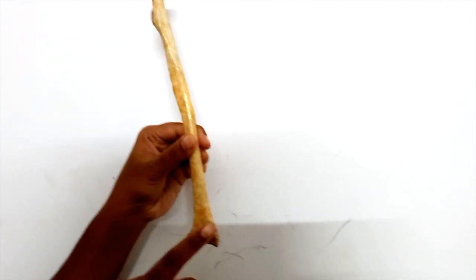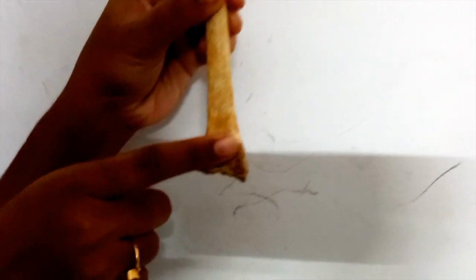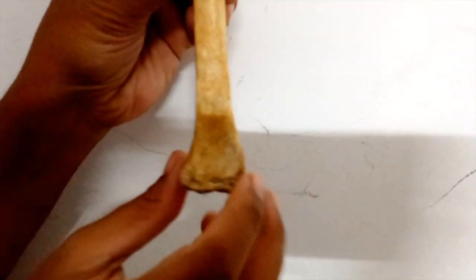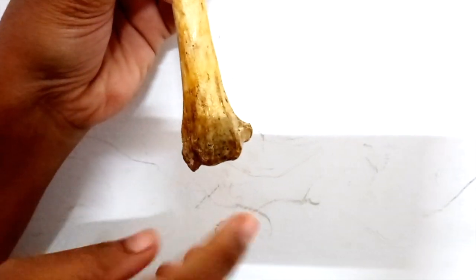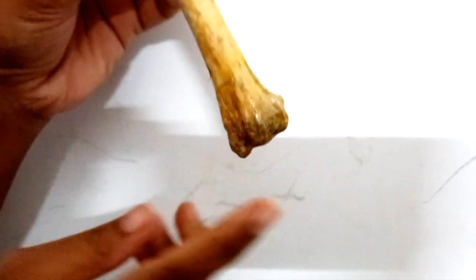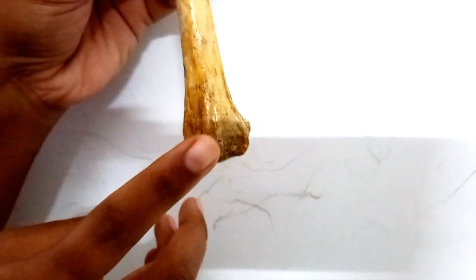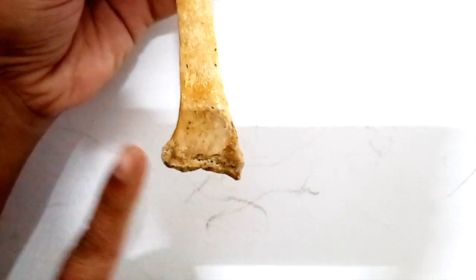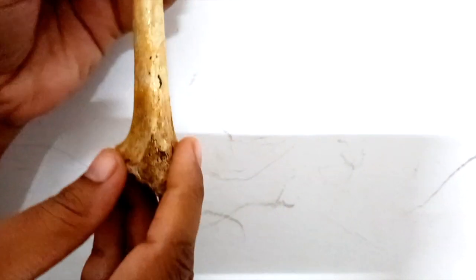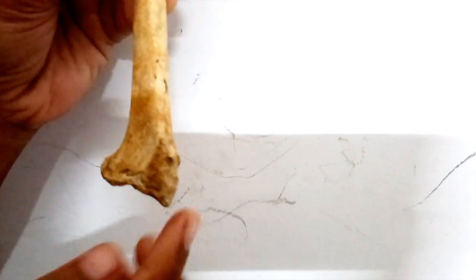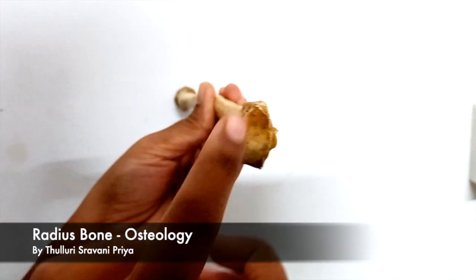This lower end has an anterior surface which is flat, and this is the posterior surface, which has 4 grooves and a prominent tubercle known as the dorsal tubercle of Lister. And this is the medial surface having the ulnar notch. This is the lateral surface, which continues as the styloid process. And this is the inferior surface.